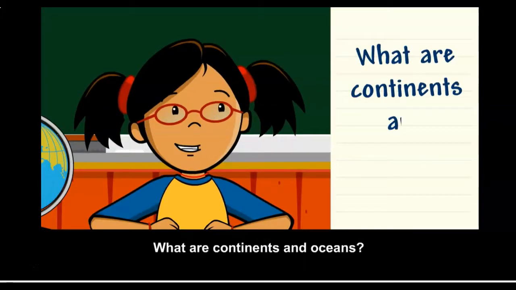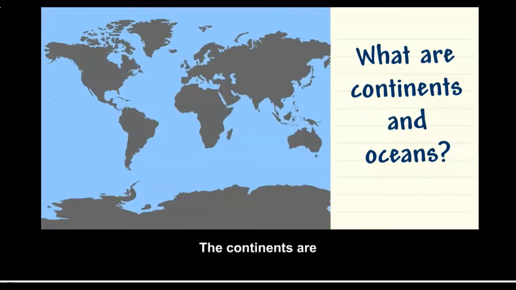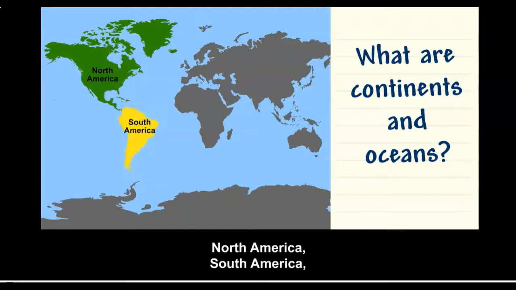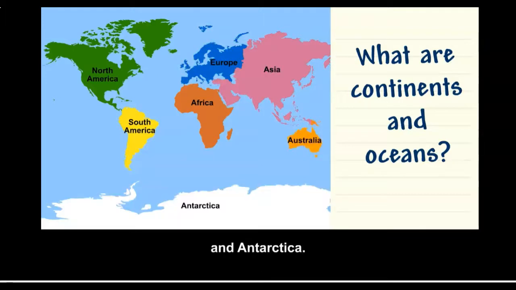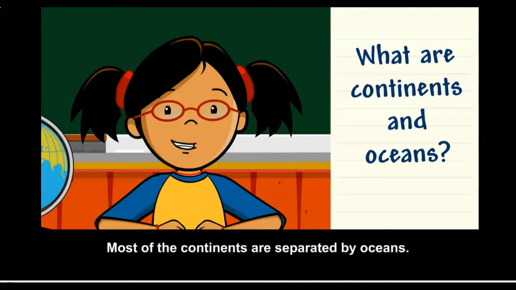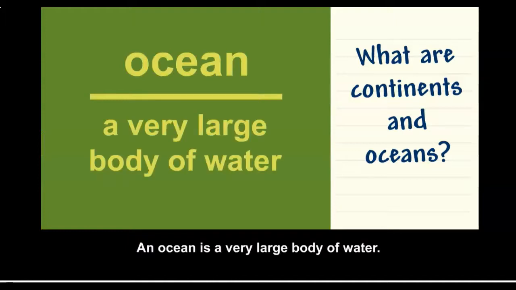What are continents and oceans? A continent is one of the large land masses on Earth. The continents are North America, South America, Africa, Europe, Asia, Australia, and Antarctica. Most of the continents are separated by oceans. An ocean is a very large body of water.